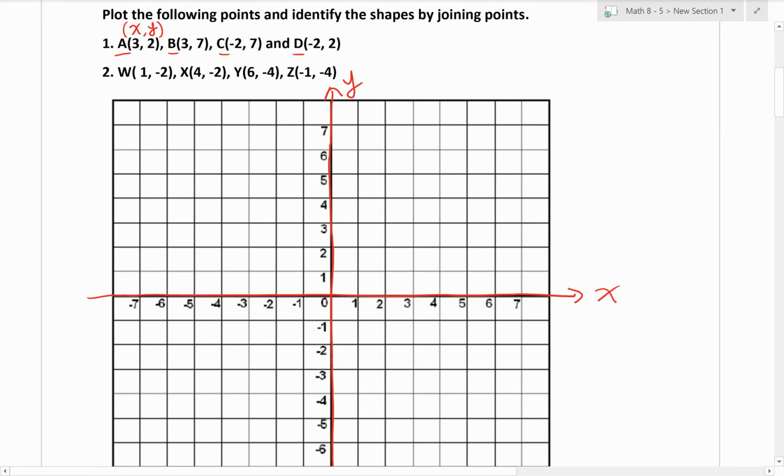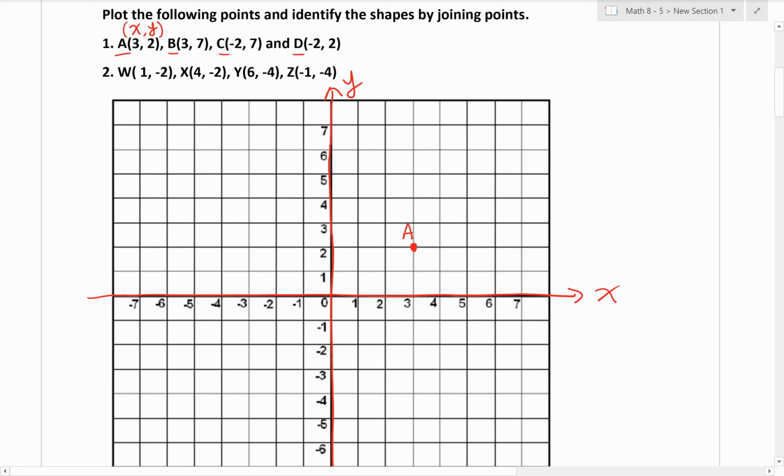So that means the x-coordinate is 2. So that's right here. And the y-coordinate is 2. Wait, did I say 3 or 2? I think I said 2. The x-coordinate is 3, and then the y-coordinate is 2. So here's my x-coordinate of 3 here, and then I'm going to go up to the 2 right here. So this is my point A. As you can see, at this point, the x-coordinate is 3, and the y-coordinate is a 2, right? So this is our point A.